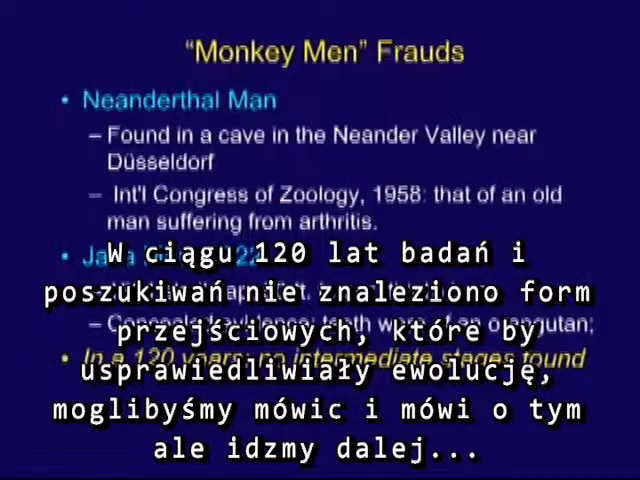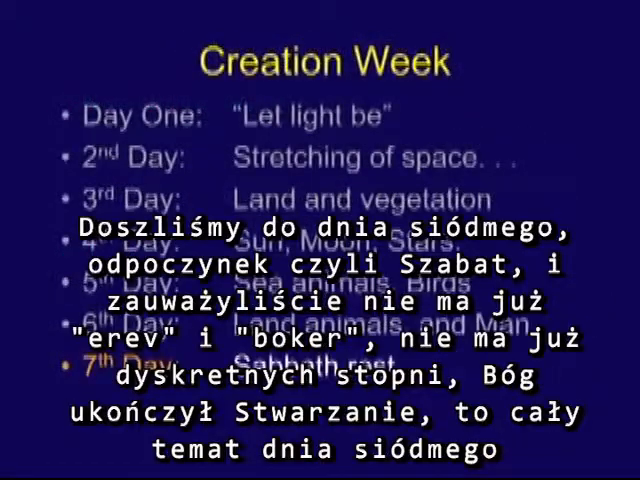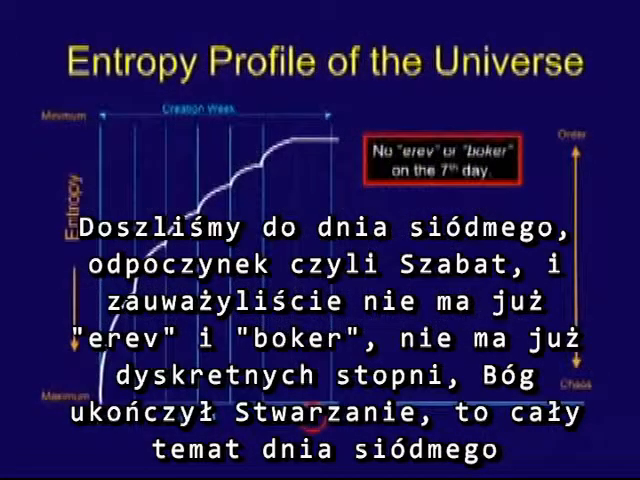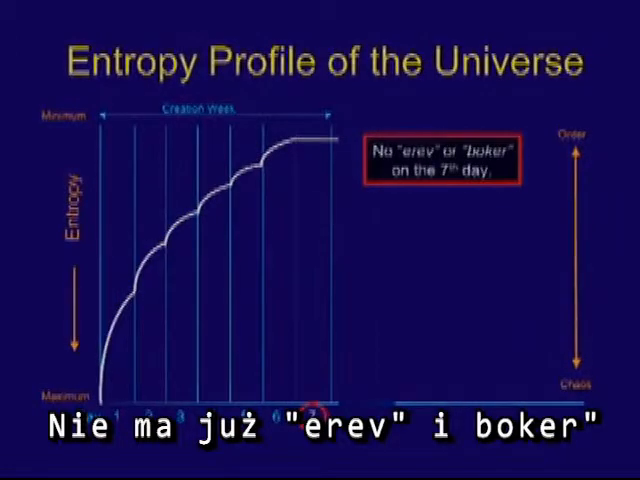In 120 years of searching, there have been no intermediate stages found to justify evolution. We could go on and on, but let's move on here. We get to day 7, the seventh day of rest. And you notice there's no Erev and Boker. There's no discrete steps. God had finished his creation. It's completed. That's the whole theme of day 7. And there's no Erev or Boker.